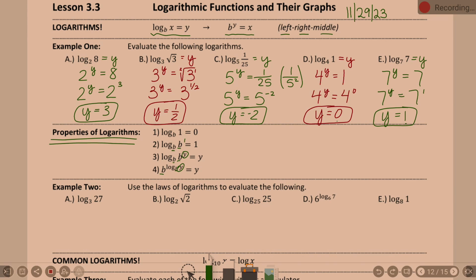Okay? So let's look at A. Log base 3 of 27. If we did this up above, we'd set it equal to y and do a left, right, middle. I want to use our properties, or, excuse me, laws of logarithms, whichever way you want to say it. What do you know about 27?